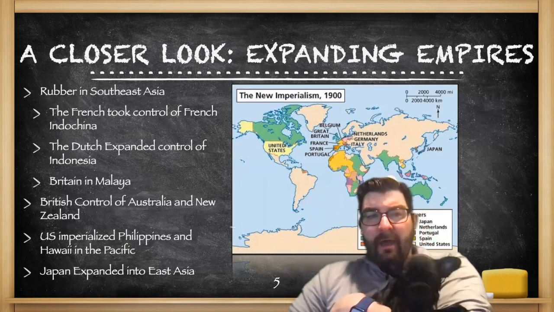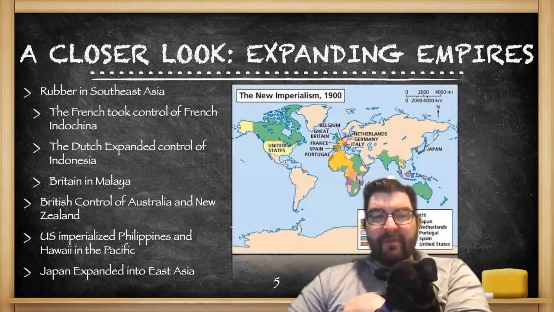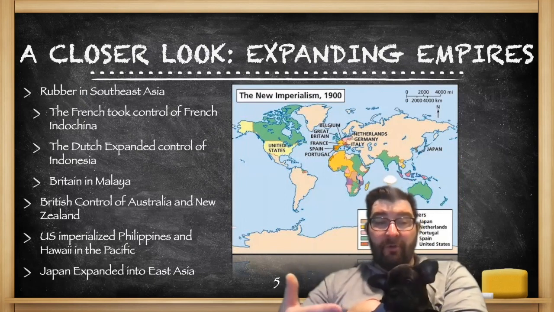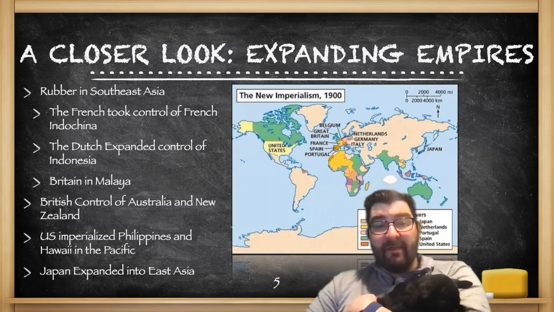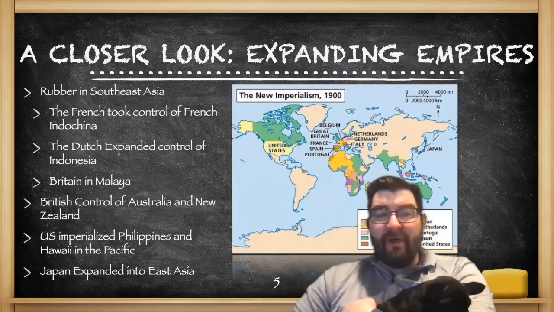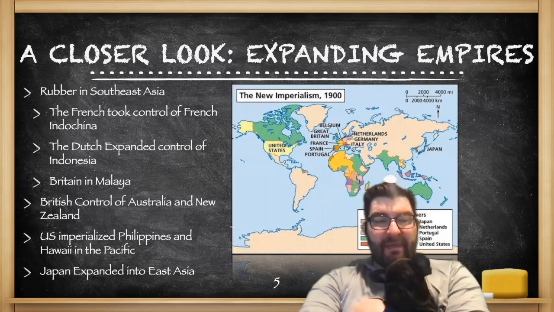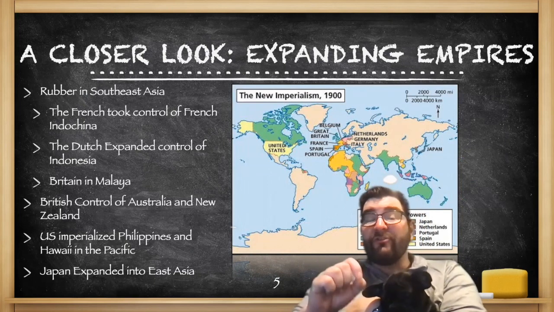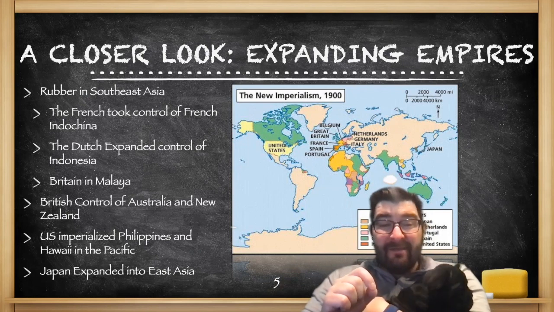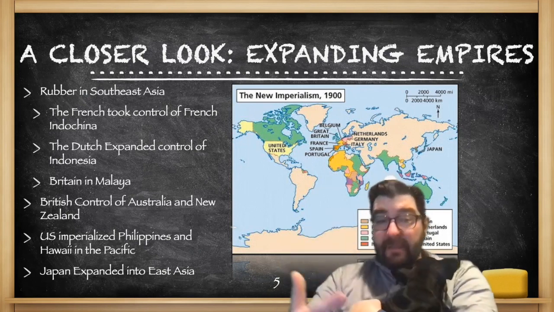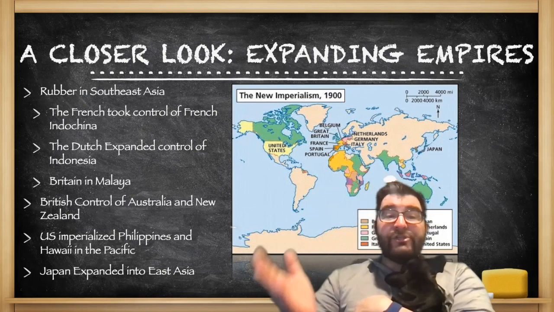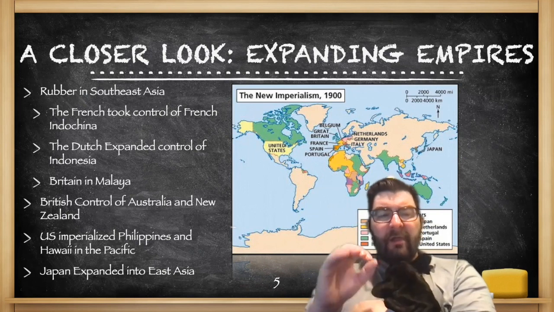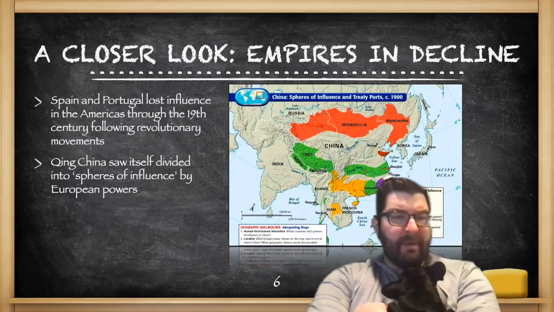In Southeast Asia, the prospects of producing rubber drew the French to take control of French Indochina, and the Dutch expanding their control of earlier holdings from the Dutch East India Company in Indonesia. Britain is also involved in Southeast Asia in the Malay Peninsula. That's right at the Straits of Malacca, a very important trade route. The British will control Australia and New Zealand. The United States are going to imperialize the Philippines and Hawaii in the Pacific. Japan will expand into East Asia. So we've got all of these industrialized powers looking to expand their overseas empires.